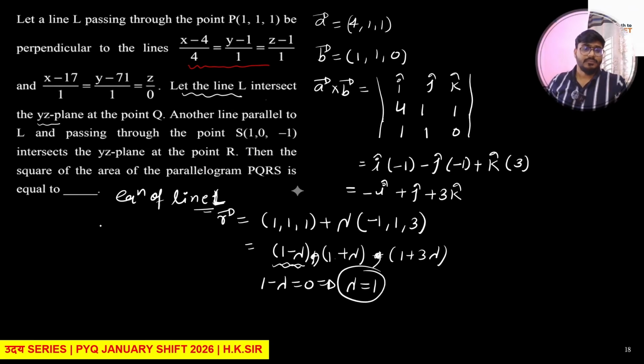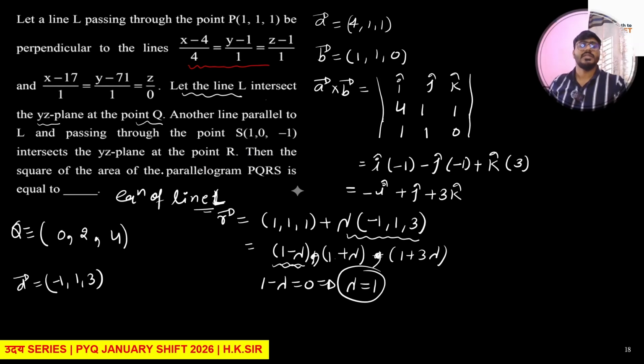So now we can say it intersects at point Q. Put lambda equal to 1 here. So this is 1 minus 1 = 0, comma 1 plus 1 = 2, comma 1 plus 3 = 4. So this is point Q. Another line parallel to L. Okay, another line is there which is parallel to this line L only. If the line is parallel, that means the direction vector will be the same. Direction vector of the other line is the same, minus 1, 1, 3.